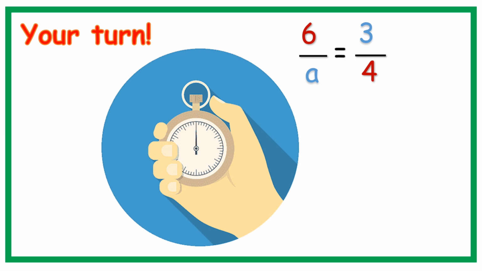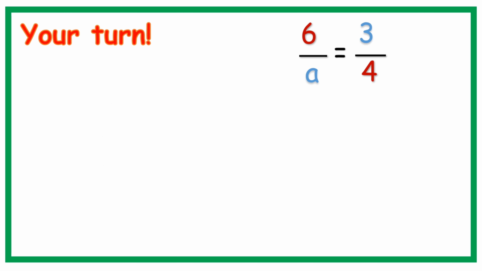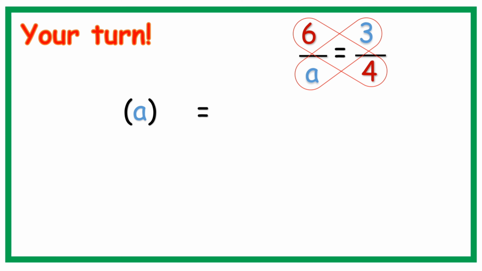Okay, let's solve this. Let's do the cross multiplication, and we have the following guides. Cross multiplication guide, crisscross. So let's write the equal sign. First step, a times 3. Second, 6 times 4. Just like that. Copy again the equal sign, and let's simplify it.